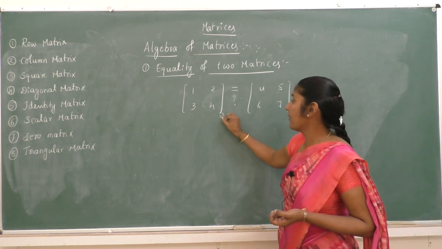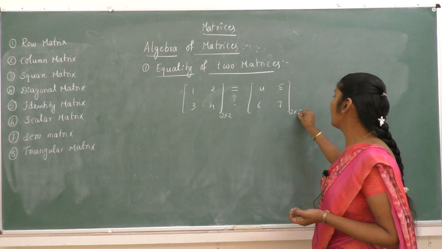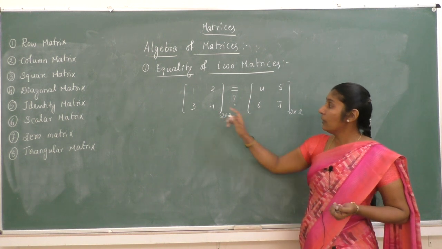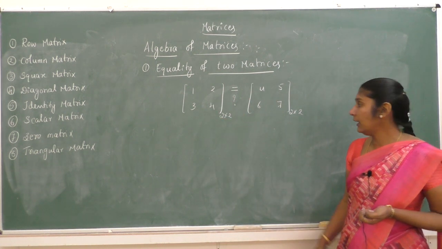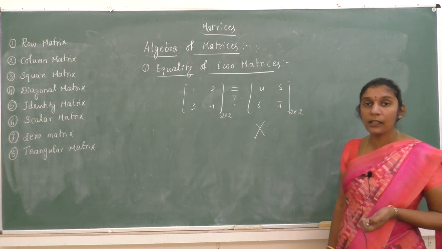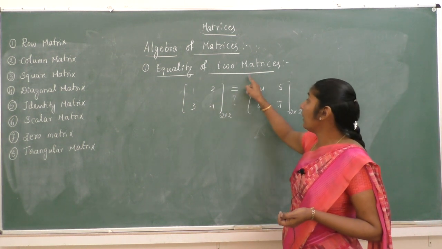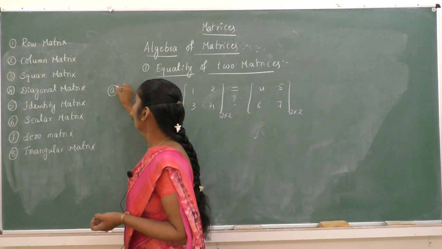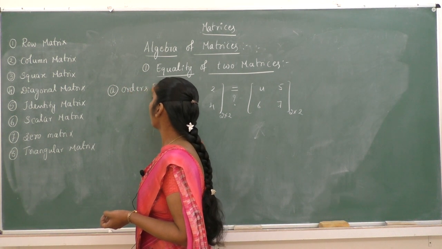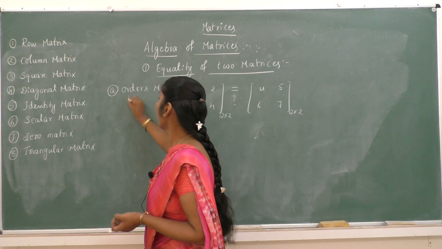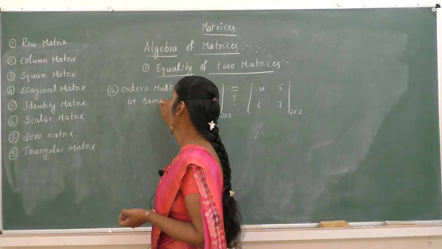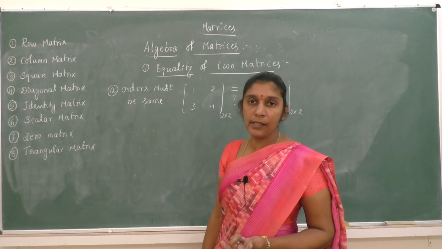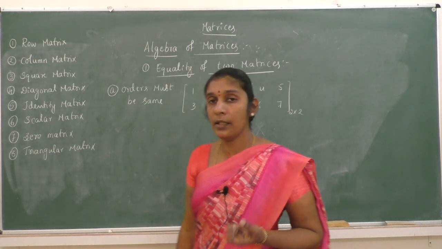Order of this matrix is 2 cross 2. Order of this matrix is 2 cross 2. The order of these two matrices are equal. Hagagi yeradu matrix equal agutta? Illa. These two matrices are not equal. So equality of two matrices antandre, yeradu matrices equal agbeku andre, modulne condition no, orders must be same. Yeradu matrix equal agbeku andre, modulne matrix na order matte yeradane matrix na order same irbeku.